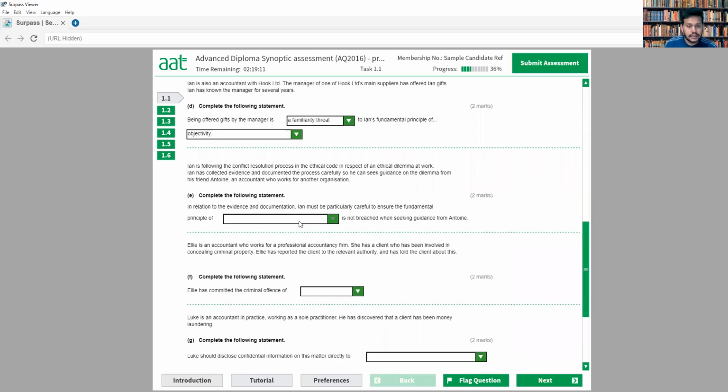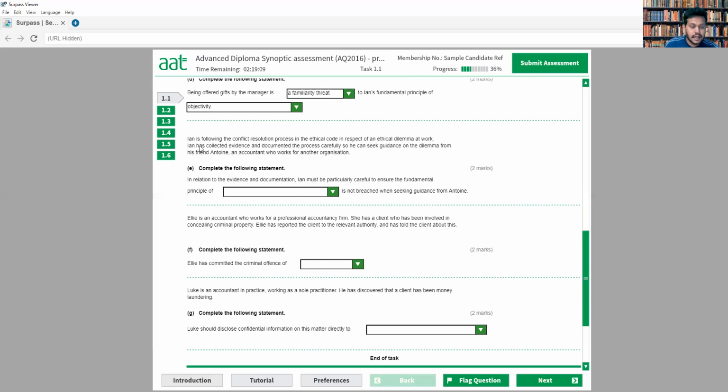All right, let's move to the next one. Ian is following the conflict resolution process in the ethical code in respect of the ethical dilemma at work. Ian has collected evidence and documented the process carefully so he can seek guidance on the dilemma from his friend Anthony, an accountant who works for another organization. So I'm basically collecting some information. As soon as you see this sort of thing, if you're collecting information, you have to be careful that the information is not disclosed.